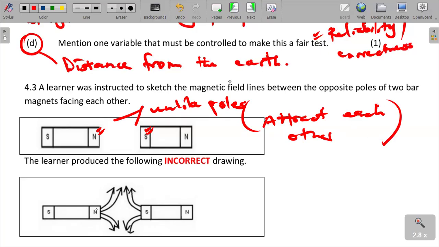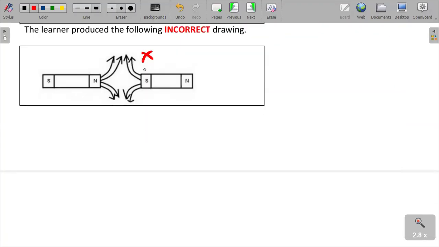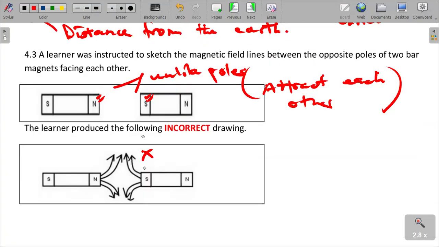So we are saying the learner produced the following incorrect diagram. This shows that this is wrong, because they are unlike poles. If they are unlike poles, they must attract each other. Therefore, there must be a flow of connection between the two. So the question is saying the learner drew this diagram, which is incorrect.